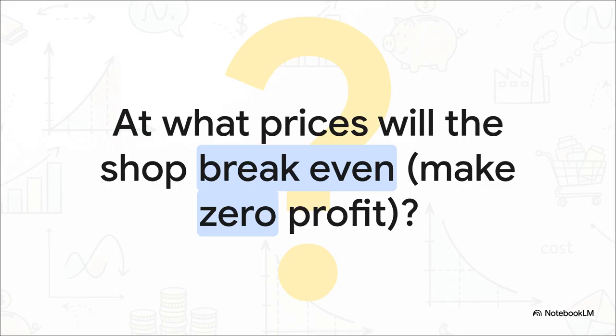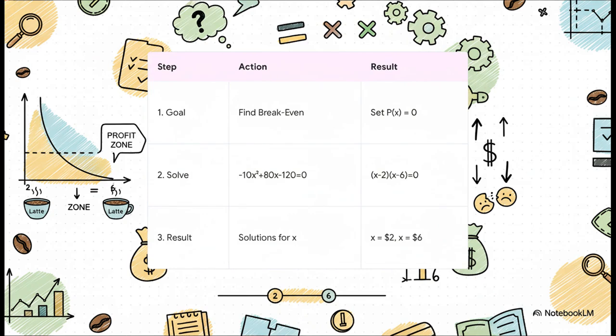If we set the price too low, we won't cover our costs. If we set it too high, customers will walk away. So my very first analytical task is to figure out our break-even points. And to do that, I need to solve this equation for the exact moment when our profit, P of x, is equal to 0.